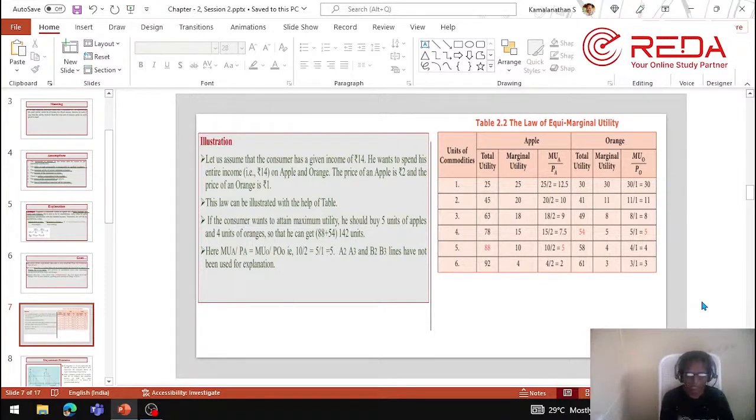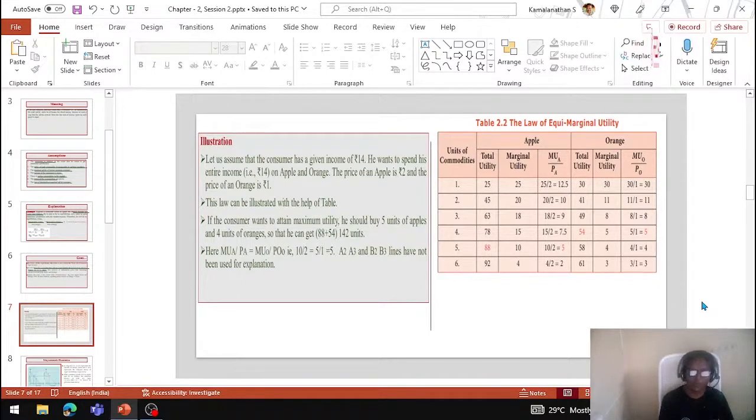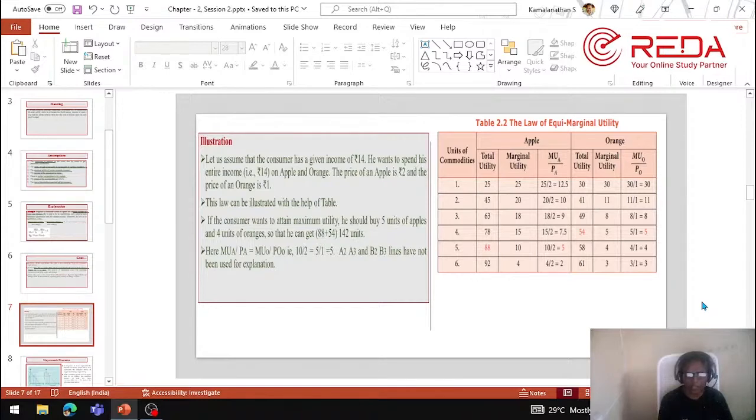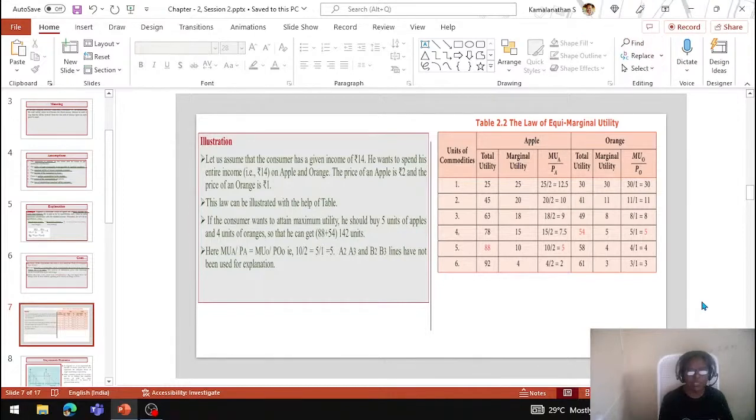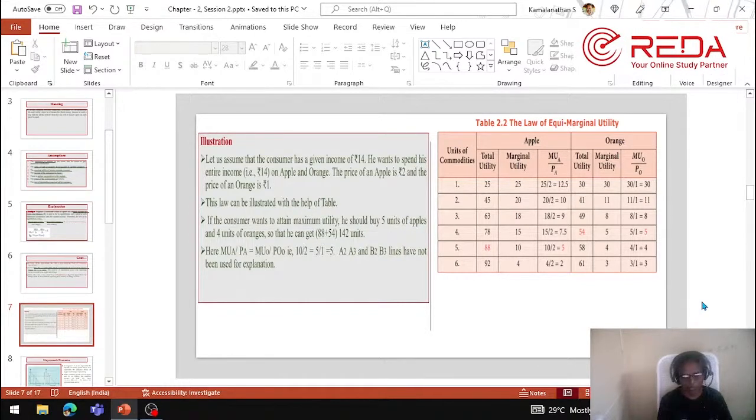For example, you see on the right side, the tabular column, we are taking the number of units and we are going to analyze the total utility level and marginal utility level of both the commodities apple and orange. So here you see the units of commodities. If I am a consumer, I am ready to purchase 6 units of both apple and orange. At what level I will get the satisfaction in purchasing the two commodities, we will see with the help of a schedule, and we will see with the help of a diagram also.